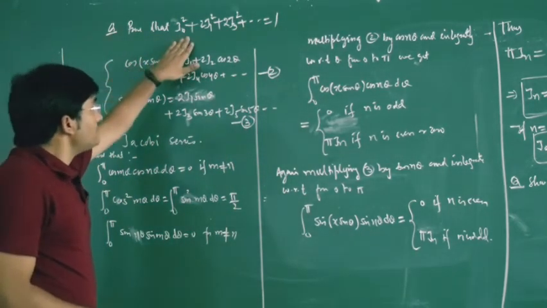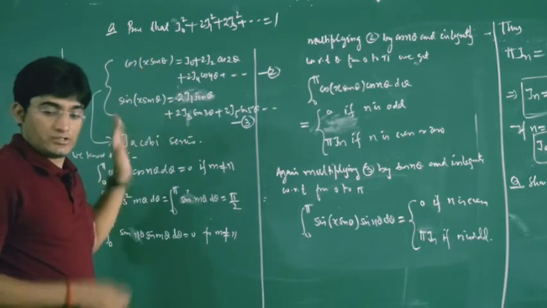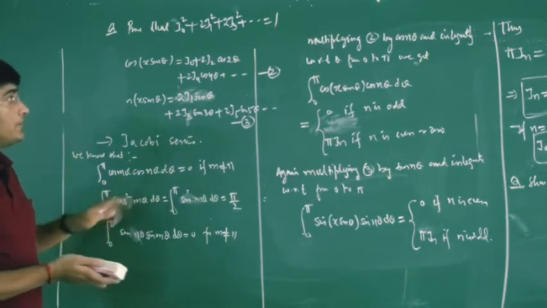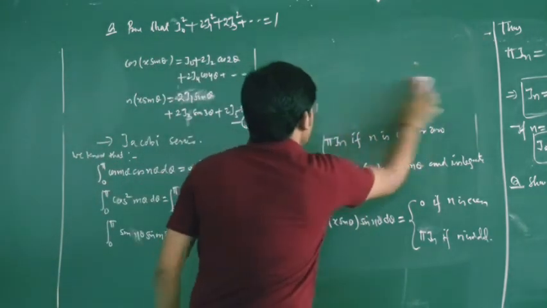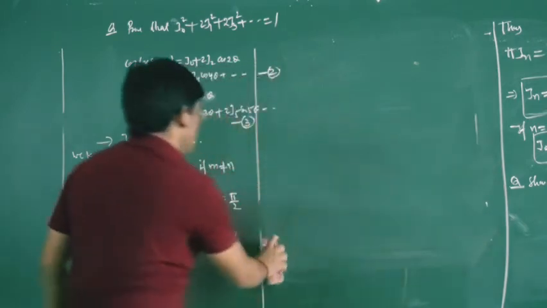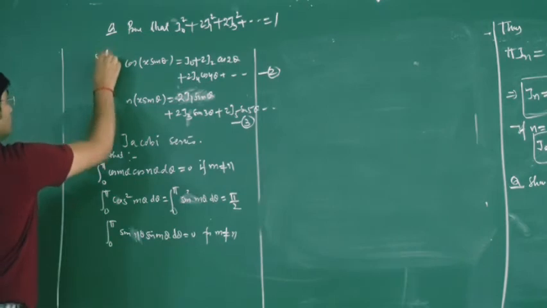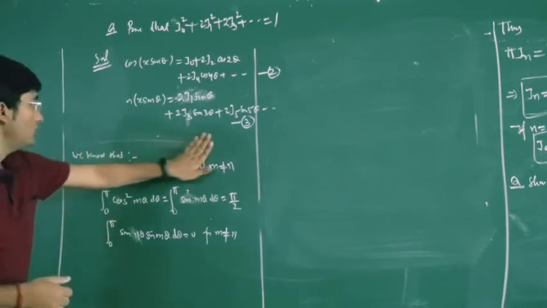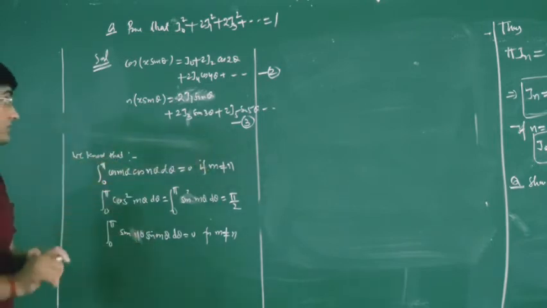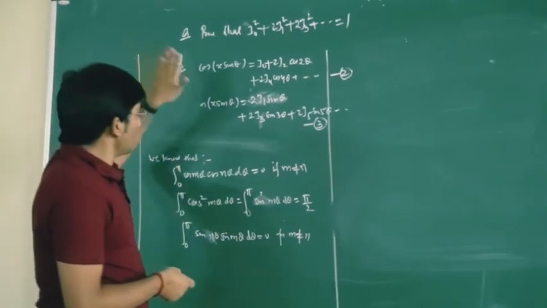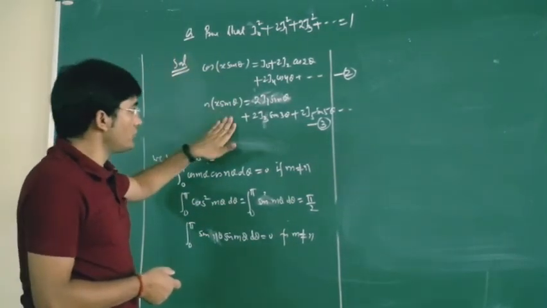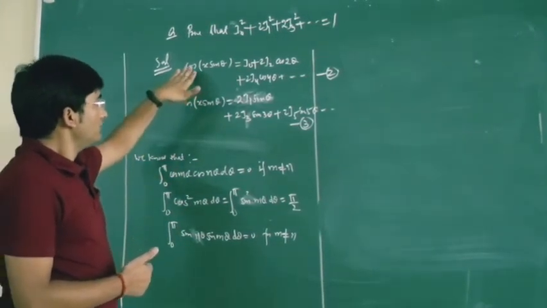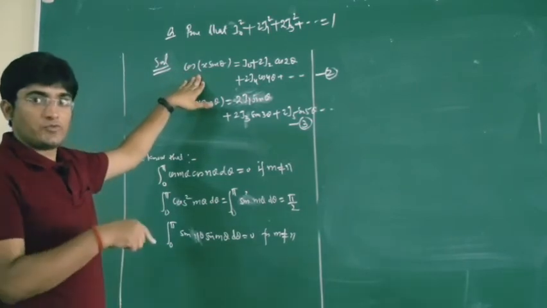So here we will prove this with the help of these Jacobi series. Here we have the Jacobi series 2 and 3, and also we know these results. Also we have these conditions. Now let us square equation number 2 and integrate it from 0 to pi.